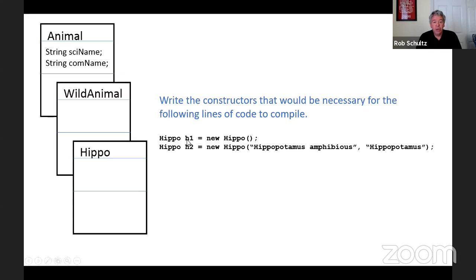I want to create a hippo, H1, as a new hippo with the default constructor. And then I'd like to create a second hippo, an instance of the hippo class, H2, where we pass in the parameters hippopotamus, amphibious, and hippopotamus. Okay, so take a couple seconds and think about what that's going to look like to pass from one level up to the animal class. I'll give you about 5 minutes and then we'll come back and regroup and take a look. On your mark, get set, go.